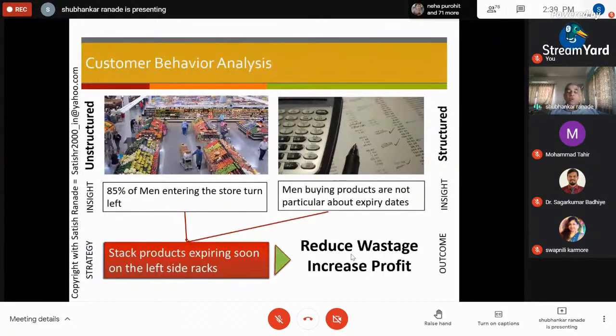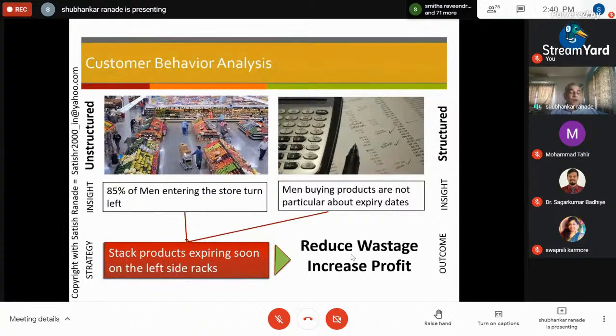While men are not so particular in buying, they will just pick up that bottle, put it in the cart, and move away. And I'm sure ladies and gentlemen who are on the call will agree with this observation. Although it is by and large given by data, there's no logic behind it. But these are two insights given by the store's data scientists.